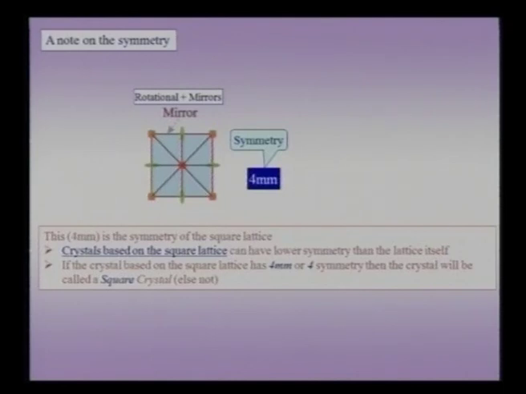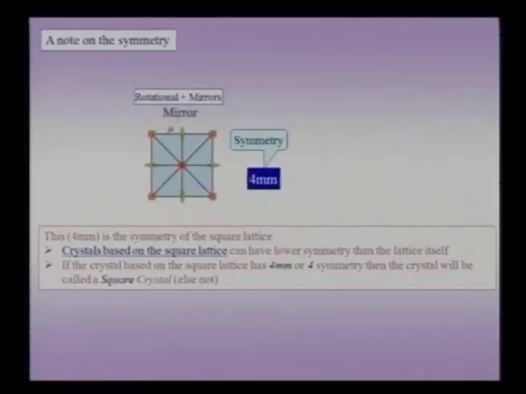So the underlying lattice has this 4 mm symmetry, but the crystal based on this lattice can have a symmetry lower than that of the lattice. This is a very important point, so I will repeat the sentence. Crystals based, for instance in this example, on the square lattice can have a symmetry which is lower than the symmetry of the lattice. For instance, I could place a motif on the lattice such that the crystal has either a 4 mm symmetry or a symmetry which is just 4-fold. Then the crystal which I generate, I will call a square crystal, otherwise I will not call it a square crystal. We will of course return to this point in detail later.